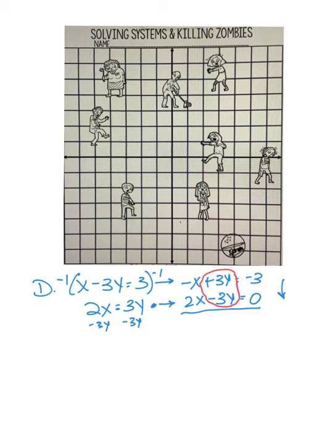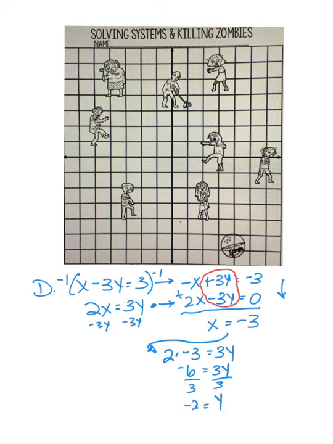Okay, adding straight down, negative x and 2x is just x. Negative 3 plus 0 is negative 3. So we have our x. Let's go back and find the y. Let's use the first one. So 2x means 2 times negative 3 equals 3y. That gives me negative 6 equals 3y. Divide both sides by 3, and we get y is negative 2. So there's our solution, negative 3, negative 2.